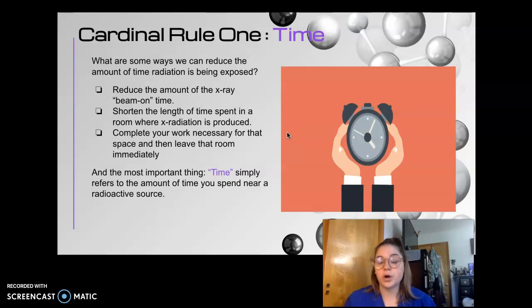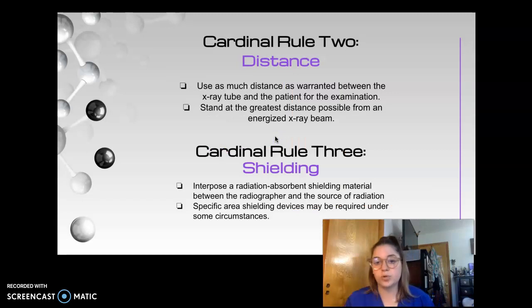ALARA is made up of 3 cardinal rules: time, distance, and shielding. Time, simple. You want to reduce the amount of time spent near a radioactive source. The less time, the better. The less time you're near the radioactive source, the less exposure you'll have, the safer you'll be. Distance, rule number 2: you want to keep as much distance between you and the radioactive source as possible.